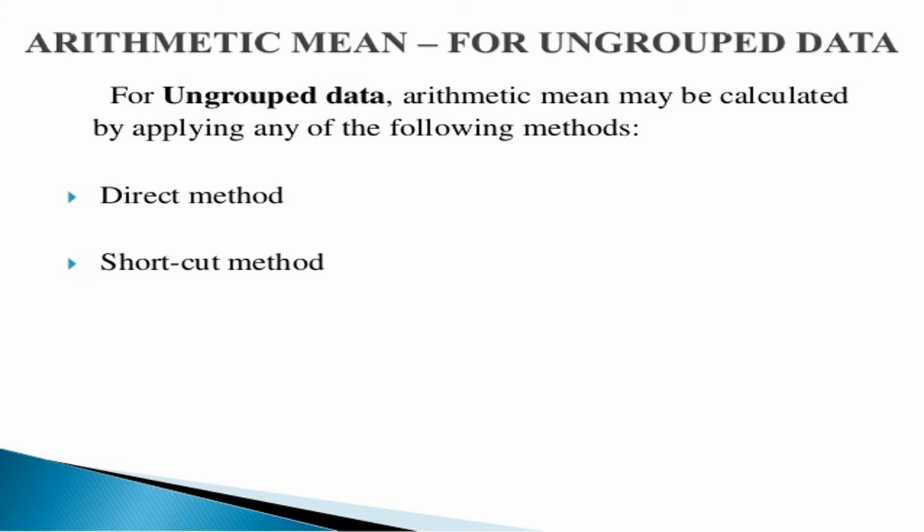In this video, we will be learning about arithmetic mean for ungrouped data. So we will understand about ungrouped data, and how we are going to calculate arithmetic mean from ungrouped data. For ungrouped data, arithmetic mean may be calculated by applying any of the following methods. These two are the most commonly used and popular methods for ungrouped data, that is the direct method and the shortcut method. So let us understand each method one by one.